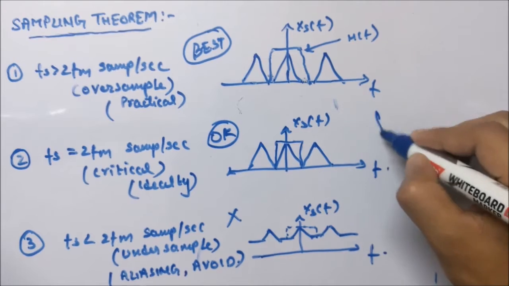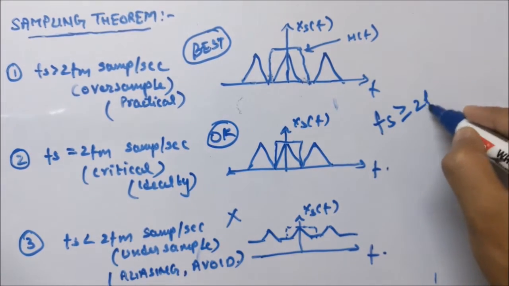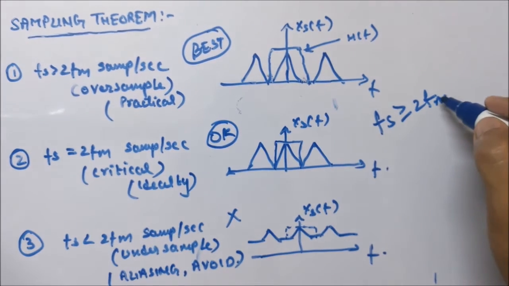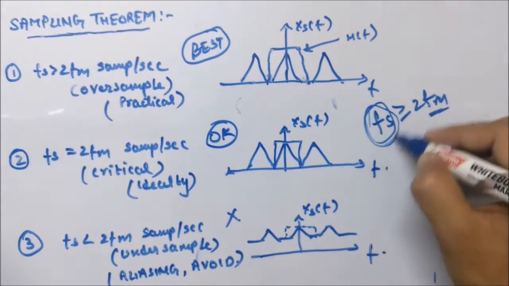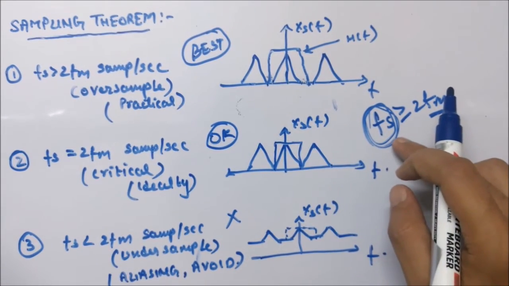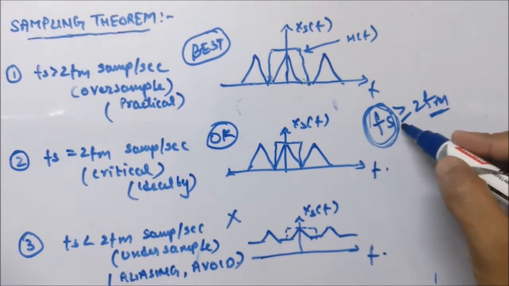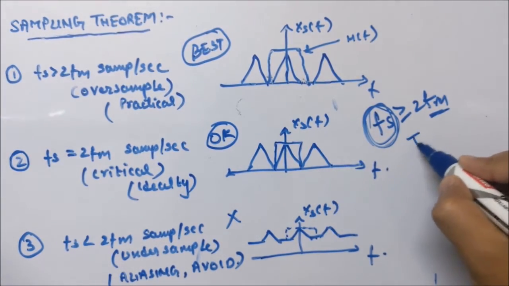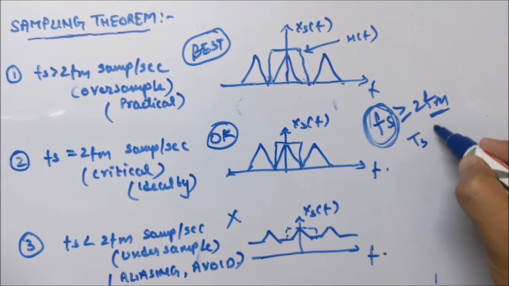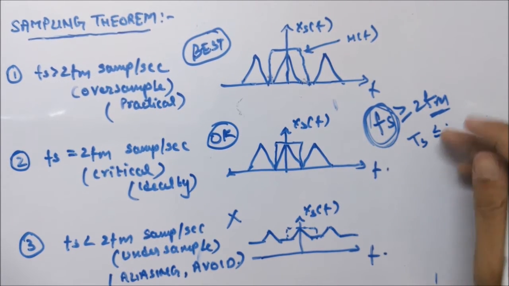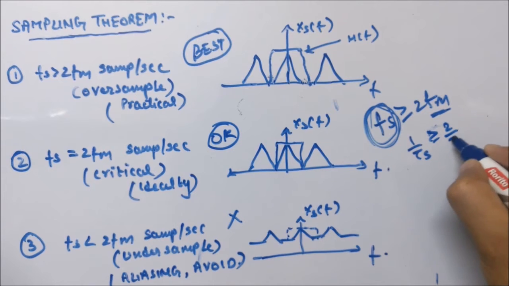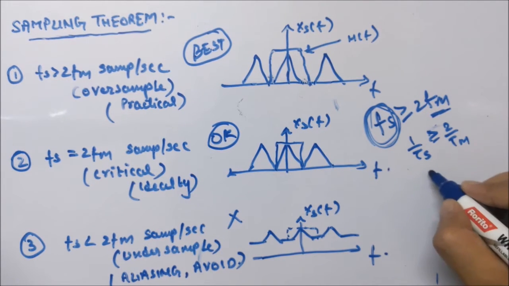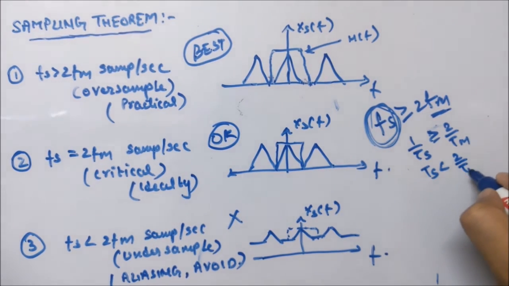So I hope you got the meaning of fs greater than or equal to 2 fm, where fm you cannot control. This is the maximum frequency of the message signal, but this fs you can control. So you have to sample the signal following this equation. Either you have to keep your Ts as low as possible, 1 by Ts greater than or equal to 2 fm, and Ts should be less than 1 by 2 fm.